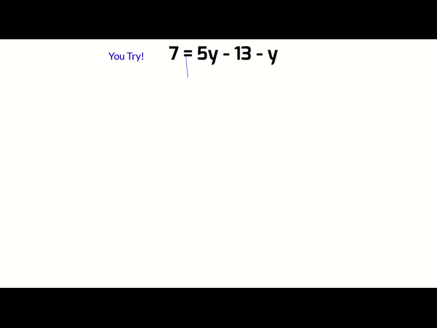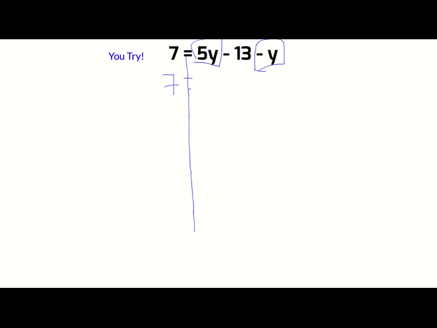To solve this problem, the first thing we're looking for is to see if anything needs distributed. There are no parentheses in my problem, so I'm moving on to the second step, which says to combine your like terms. So on the left, I only have a 7, so I cannot do anything with that but drop it down. However, on the right, I have 5y minus 13 minus y. Remember, when we're looking for like terms, we're looking for things that look very similar to each other. So I see that I have a 5y and I have a negative y. They're going to be like terms because each one of those pieces has a y in it.